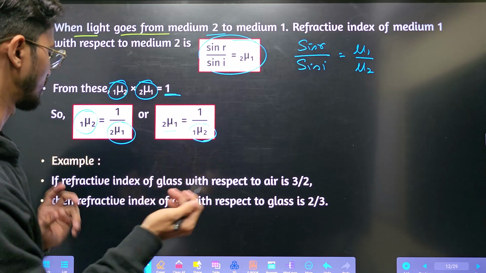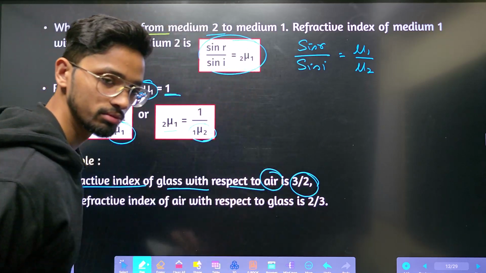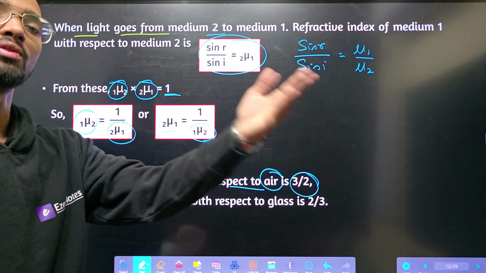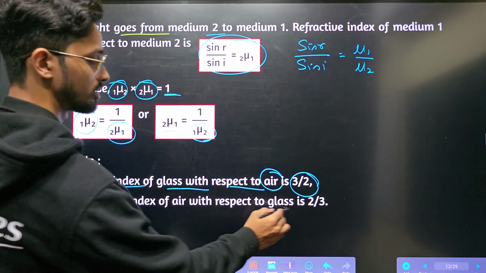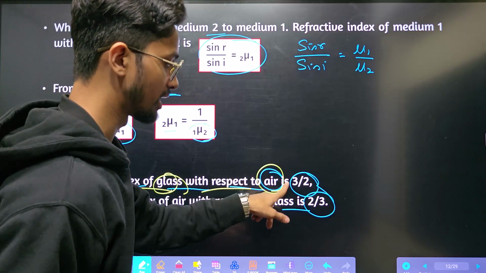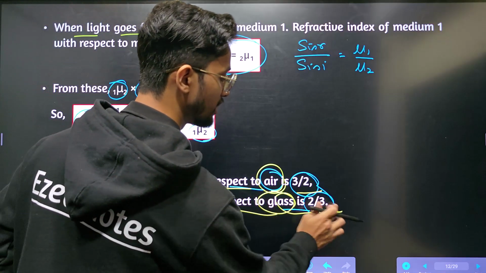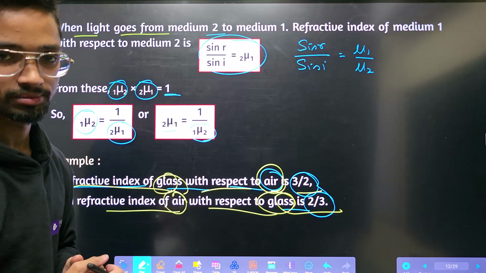They'll be inverse. For example, if the refractive index of glass with respect to air is 3 by 2, the inverse will be 2 by 3. The refractive index of air with respect to glass will be 2 by 3. So the refractive index of air with respect to glass will be 2 by 3, the inverse. Both of them will be inverse of each other.